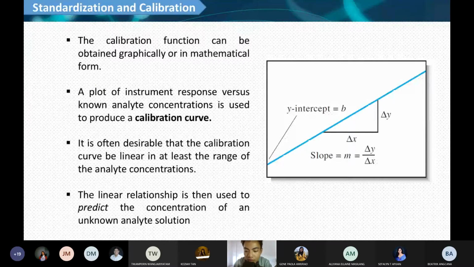So the other term for the standard calibration line is the calibration curve. The calibration curve is an equation that shows the response of the instrument depending on the concentration of your analyte. So yun lang. And you can also use this to predict the concentration of an unknown analyte solution by extrapolating the data from the linear equation. You can solve for x with that. So that's how we analyze our analytes.